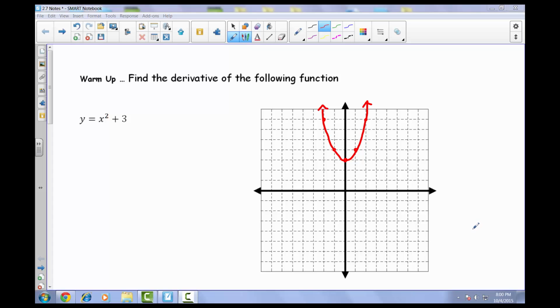Here we're looking at the warm-up from our 2.7 set of notes. We're asked to find the derivative of the following function. Now I've already gone ahead and graphed what that looks like. It's just a quadratic that's been shifted up 3 units.